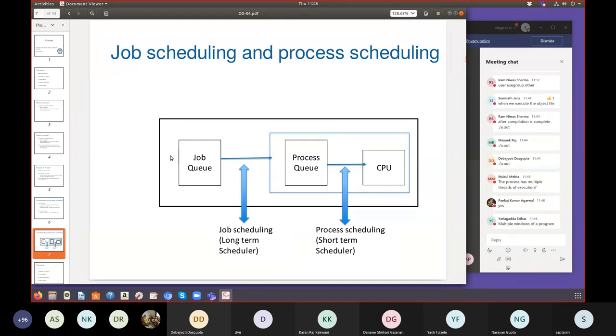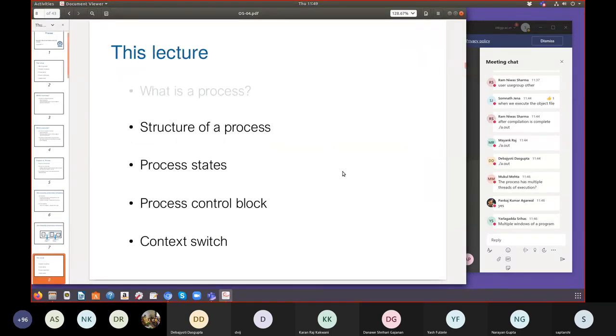But okay, this is mainly from a historical perspective. We won't discuss job scheduling much. We will specifically discuss processes and process scheduling. So now that we have understood the difference between process and programs, let us talk more about processes. So let us start talking about the structure of a process.